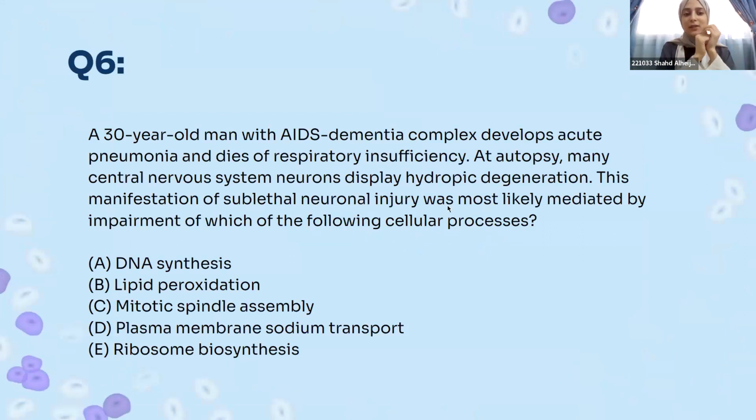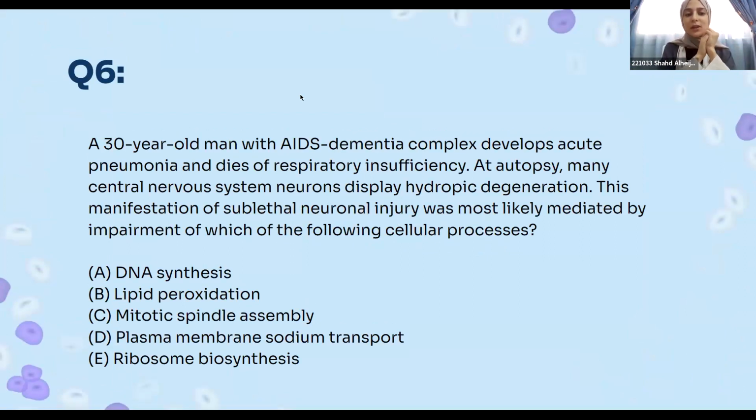A 30-year-old man with AIDS dementia complex develops acute pneumonia and dies of respiratory insufficiency. At autopsy, many central nervous system neurons display hydropic changes. This manifestation of sublethal neuronal injury was most likely mediated by impairment of which of the following cellular processes?